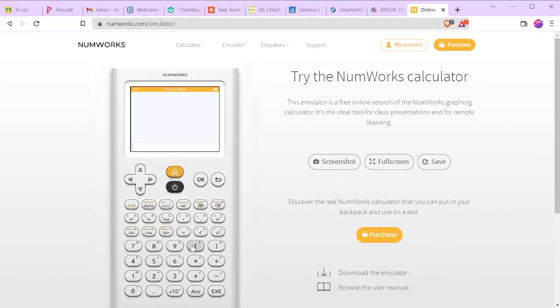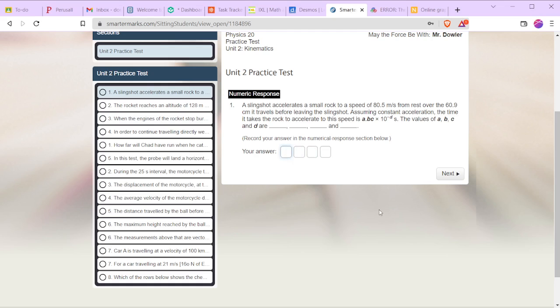We'll do the calculations. Our numerator is 2 times 0.609, and our denominator is 0 plus 80.5. So there we go, 0.0151, so this would be 1.51 times 10 to the negative 2. So 1512 in this notation.